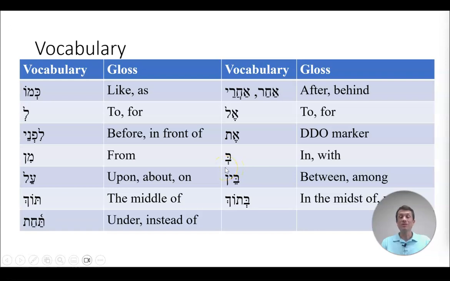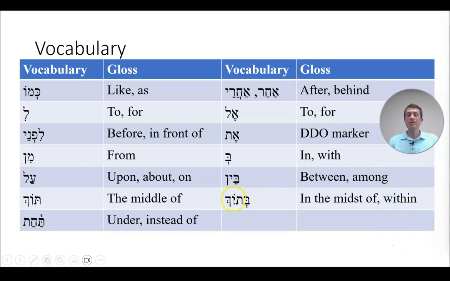You can tell there's already some words here that you are familiar with. The preposition bein, or between. And then there's a kind of combined word. Betoch is the word toch from the last chapter, middle or midst, with the preposition b. And betoch together means in the midst of or within.